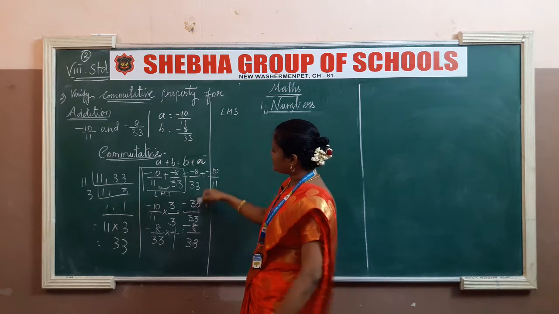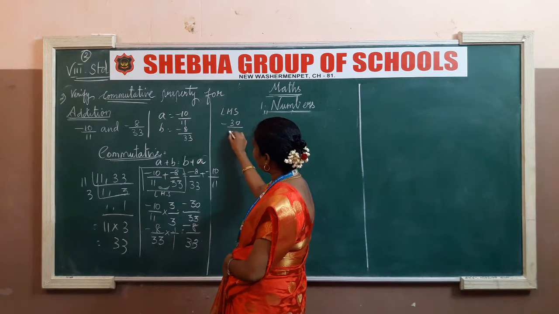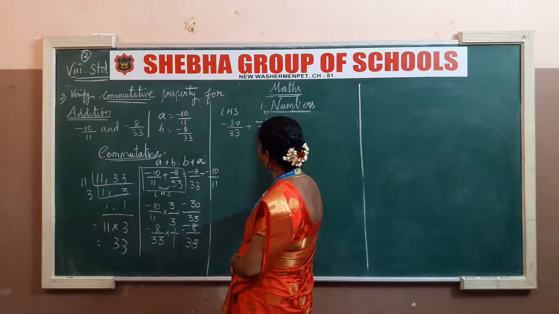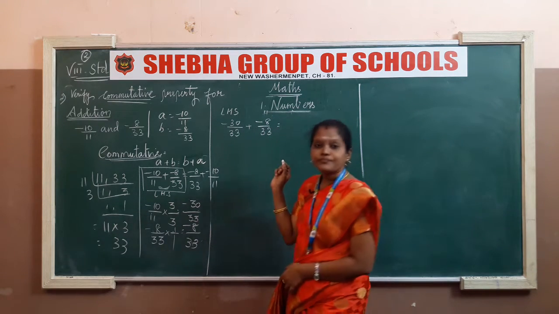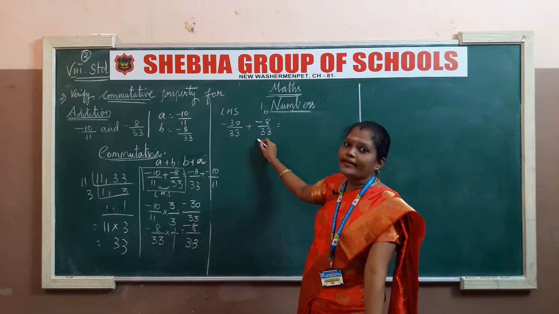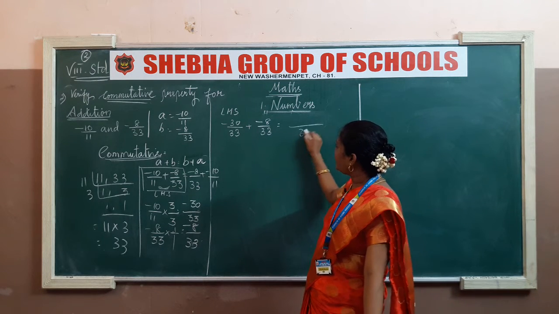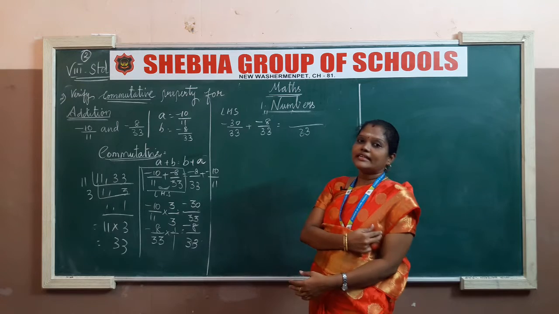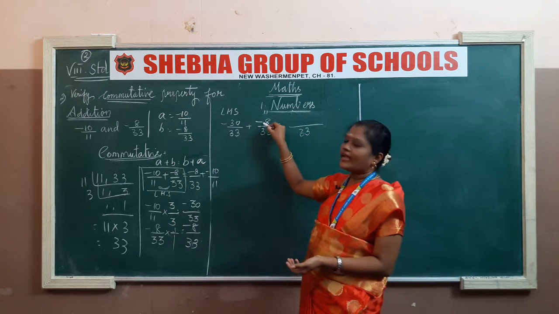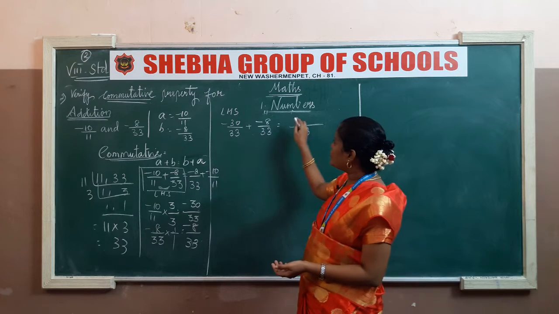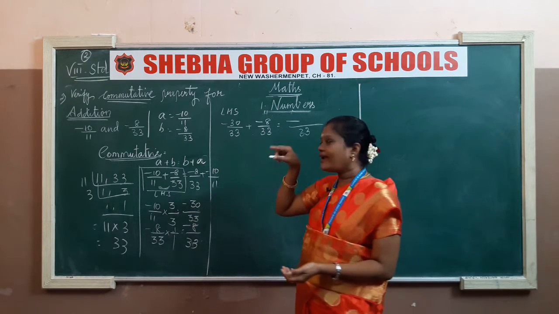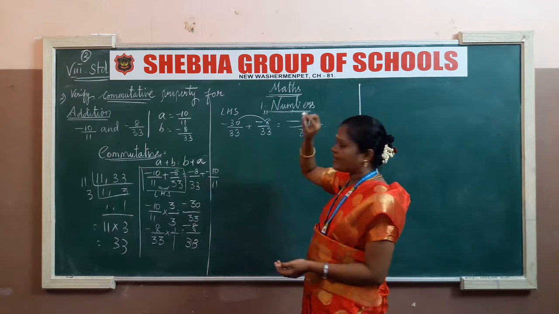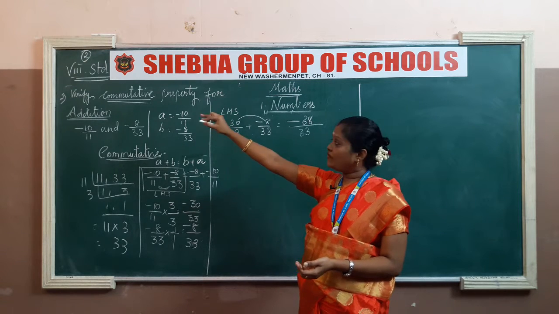In left hand side, what's our first number? Minus 30 by 33. Then plus minus 8 by 33. Now tell me, what is the answer for this sum? We can take the denominator as a common number for these two. Next, here we have minus 30 and minus 8. If minus and minus symbols come in addition, we should put the minus symbol as it is and add the two numbers. Am I right? Yes. So 30 plus 8 you get 38. This is the answer of left hand side. Okay, we finished the left hand side.